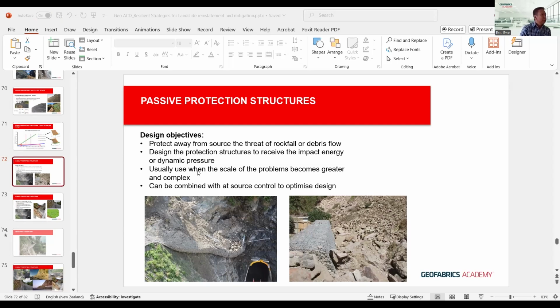Okay, I hope that gives a good appreciation of a fairly quick introduction and review of landslide reinstatement and mitigation measures.